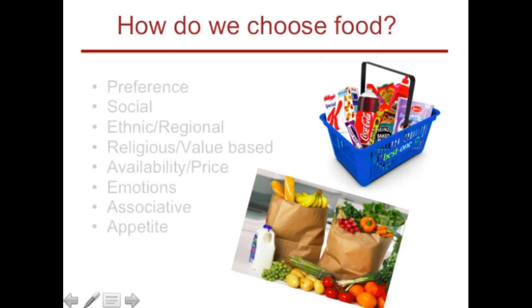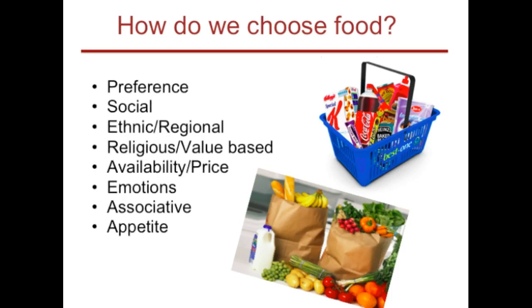There's a variety of different factors that influence our choices, including preference, what foods do you like to eat? Social, what are those people around us eating in our social groups? Ethnic or regional choices influence our food choices. There are religious and value-based choices. For example, many people choose to eat a vegetarian diet and not eat meat. That's a value-based decision, and that's a very healthy eating pattern. Price and availability are factors in how we choose foods. A healthy diet should be an affordable diet.